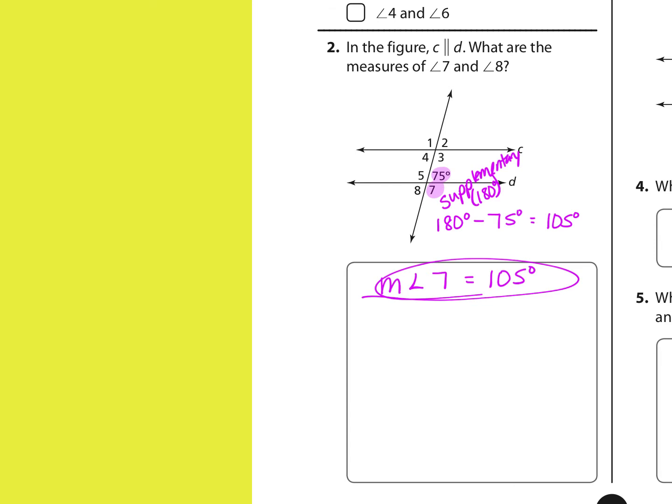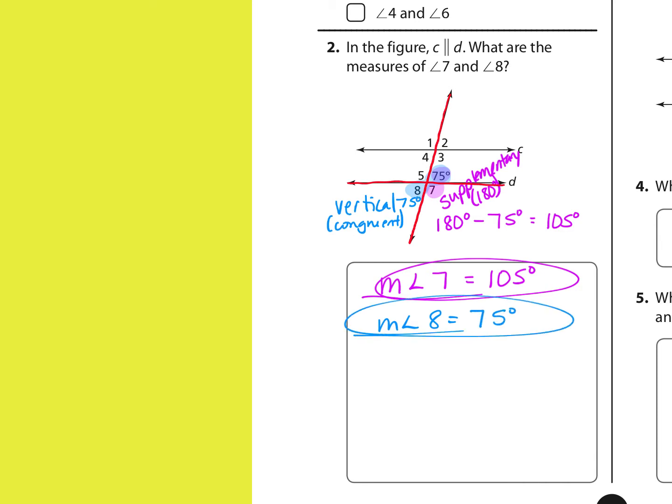Now I want to look at the measure of angle 8. So here's angle 8, and we already had this angle across from it with 75 degrees. I noticed that they are across from each other on two lines that intersect, and so these are called vertical angles. And we know that vertical angles are congruent. So the measure of angle 8 is the same as the 75 degrees, so it's 75 degrees.